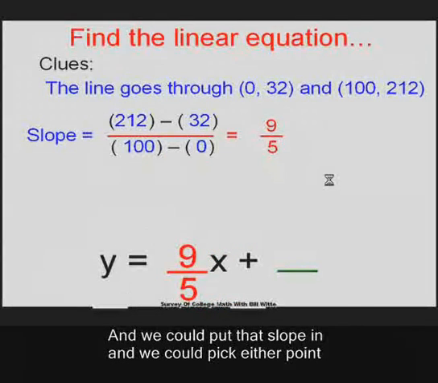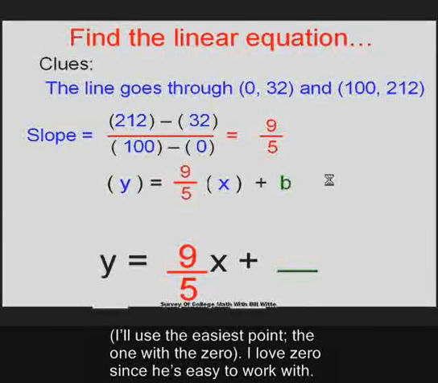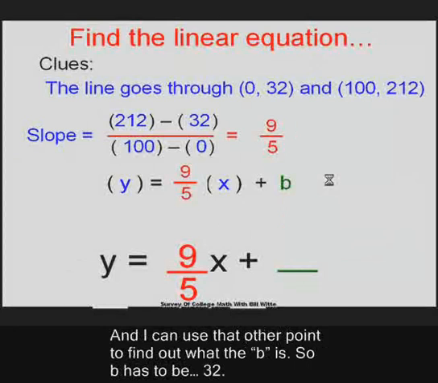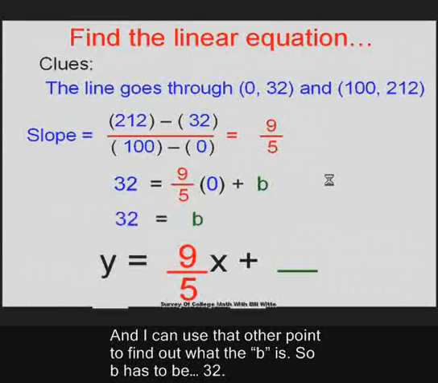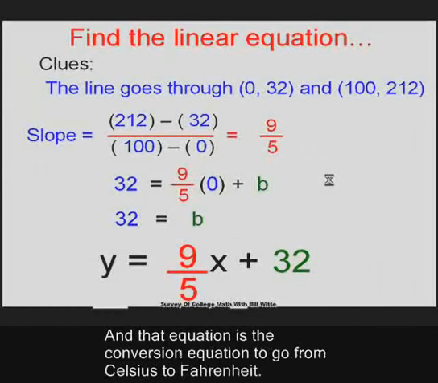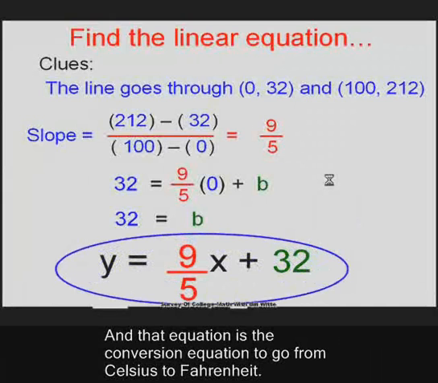And we could put that slope in, and then we could pick either point. I'm going to do the easiest point, the one with the 0, because I love 0. It's easy to work with. And I can use that point to find out what the b is. Let's see, 0 times 9/5, even I can do that. So b has to be 32. And that equation was the conversion equation, you may remember, to go from Celsius to Fahrenheit.